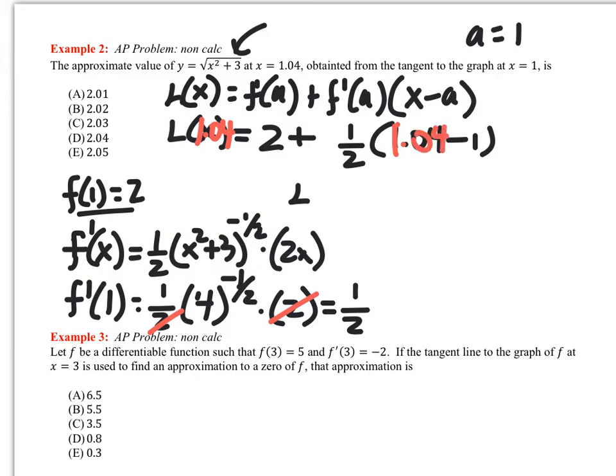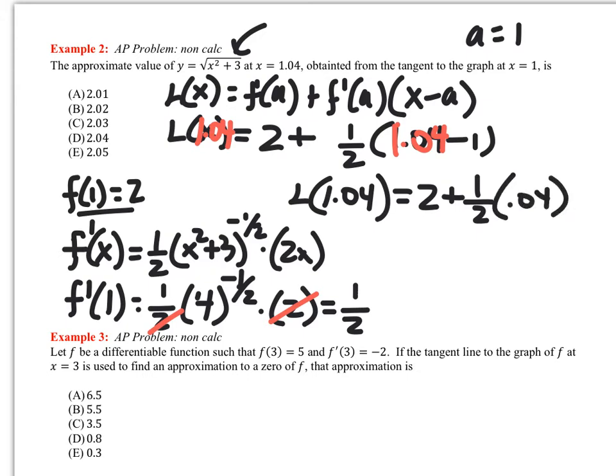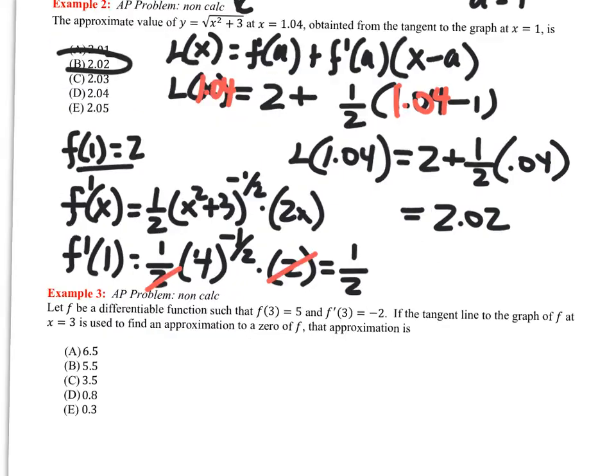If I simplify that out, the linearization would give me an approximation, which would be 1/2 times 0.04 plus 2. It looks like I'd get 2.02 as my approximation. So my answer would be B. Alright, let's move on to the next one.